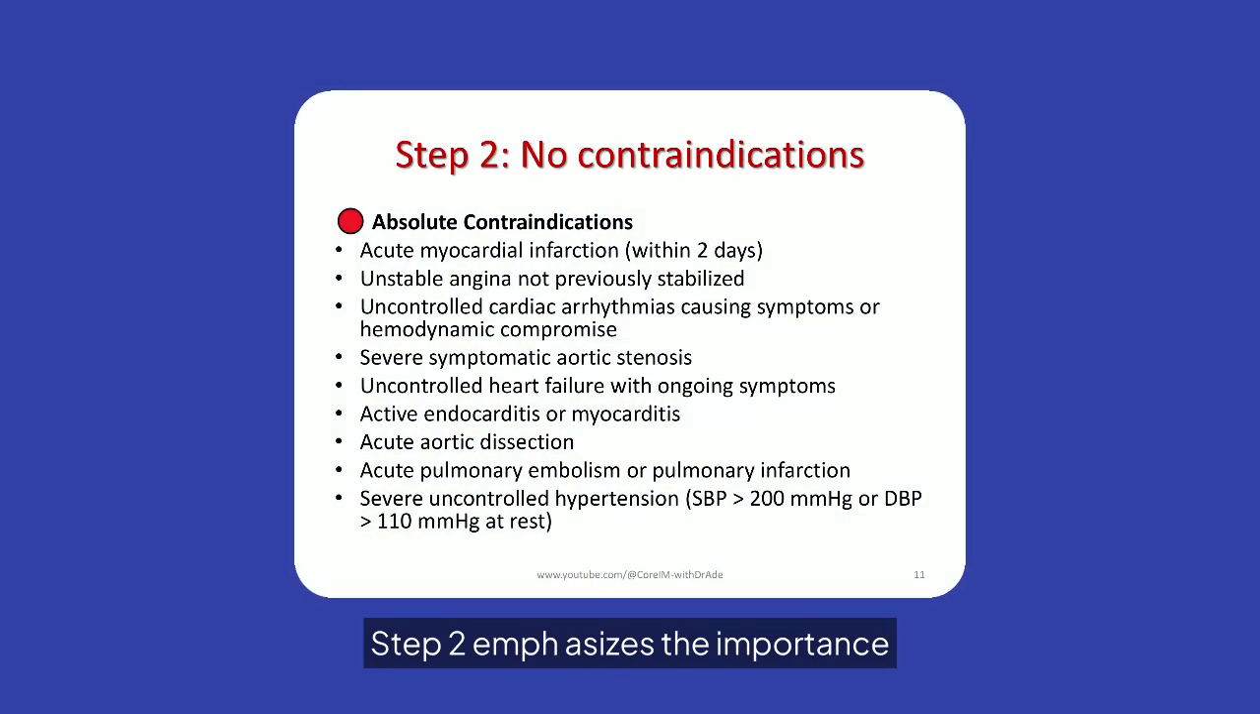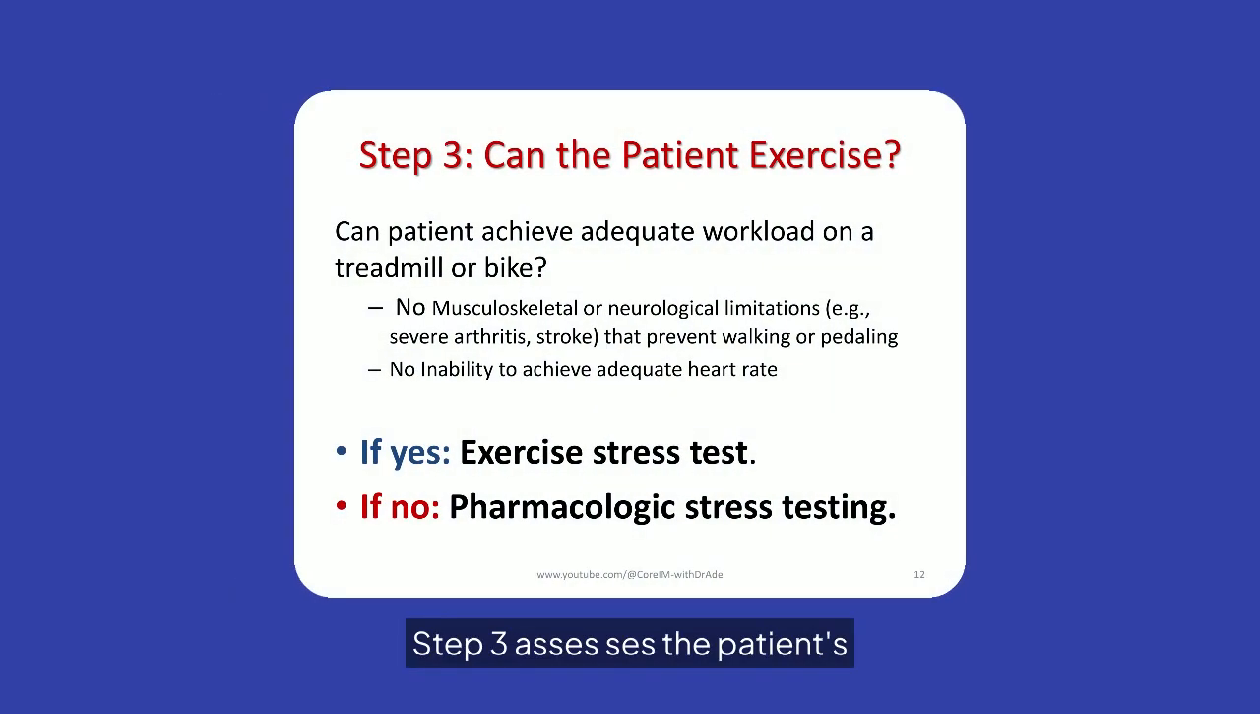Step 2 emphasizes the importance of ruling out contraindications before stress testing. Conditions like recent myocardial infarction, unstable angina, and severe hypertension must be stabilized to ensure patient safety. Step 3 assesses the patient's ability to exercise. If musculoskeletal or neurological limitations exist, pharmacologic stress testing is recommended. This step ensures the chosen test aligns with the patient's physical capabilities.